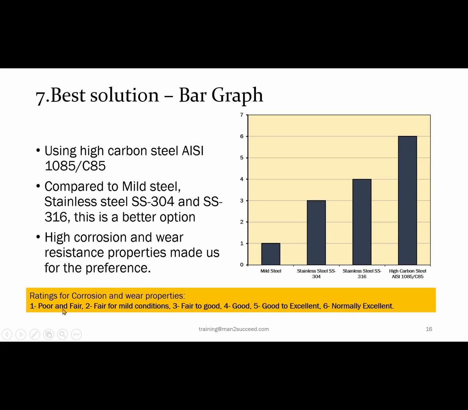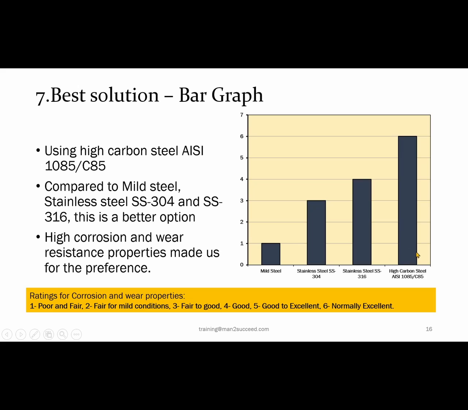Number 1 is there, then poor and fair. 2, fair for mild conditions, fair to good, good to excellent, and normally excellent. So these categories they have taken. They compared the mild steel, stainless steel, and SS steel, then high carbon steel. So that they have taken.